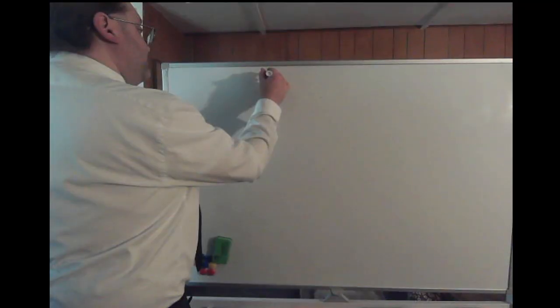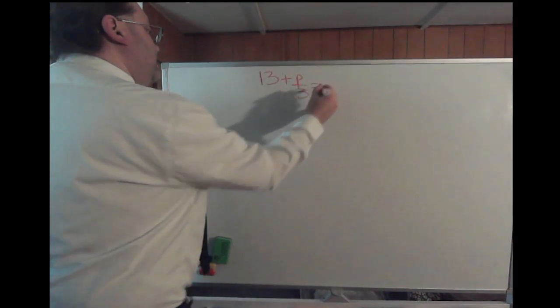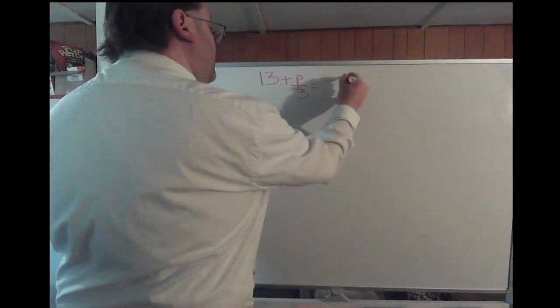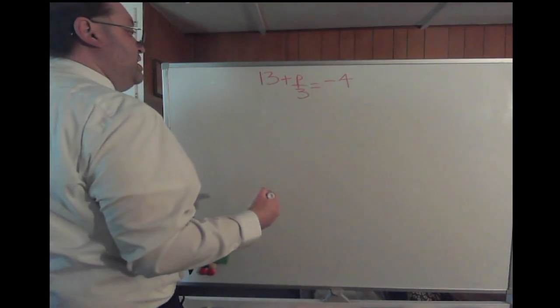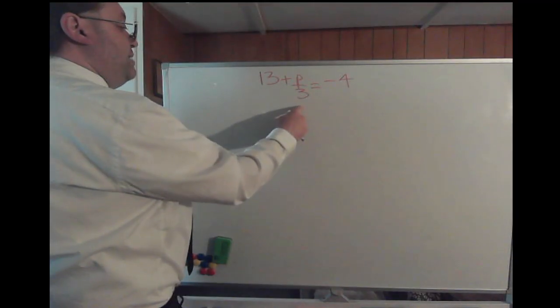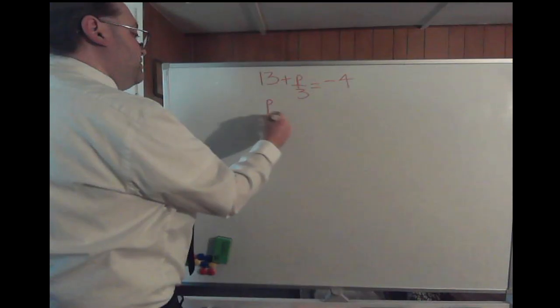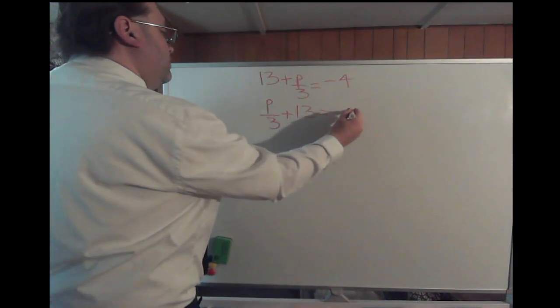What do we have here? All right, we have 13 plus p over 3 equals -4. So 13 plus p over 3 equals -4. Well, of course, we can use the commutative properties to rewrite this so the variable comes first, which would just be p over 3 plus 13 equals -4.